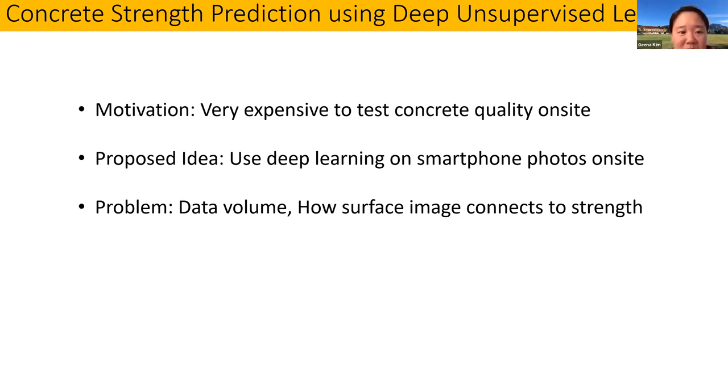From the data science perspective, having a lot of images is not a problem, but we also have to have whether this concrete has failed or not. That kind of data is very expensive to get. It takes a long time to get. But also, the scientific question in civil engineering is important to solve. So let's say we take smartphone images of the concrete, and how are we going to connect that to the strength? Is there really a scientific connection to that?